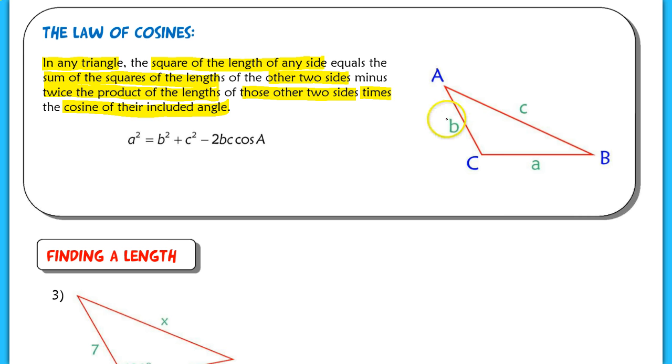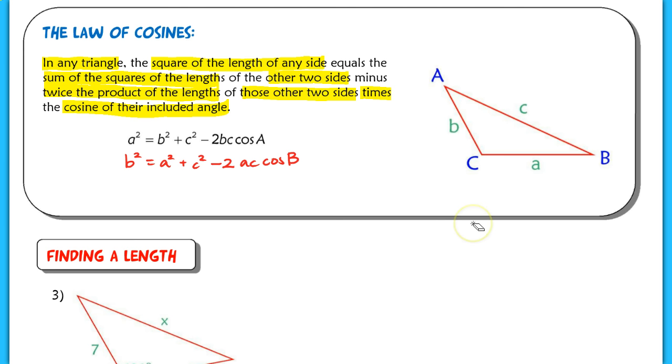Let's try it for side b here. Okay, so we take b and we square it. Now that's equal to the sum of the other two sides squared. So we take a squared and c squared. And then we're going to subtract 2 times the product of a and c. So a times c, so 2 times those two lengths that we were just looking at. Now times the cosine of big B, the cosine of the angle that's opposite the side that we're looking at.